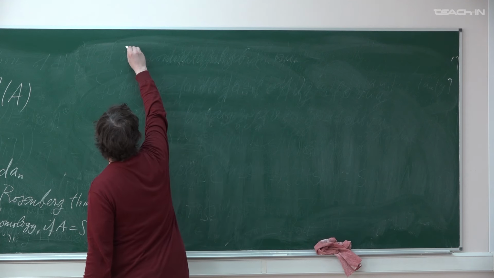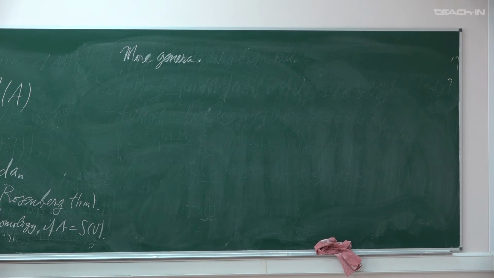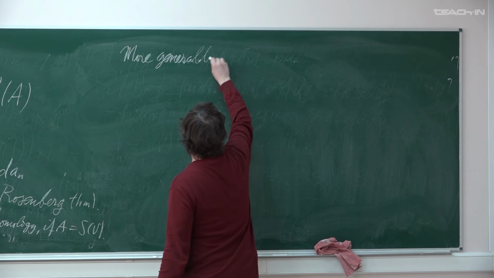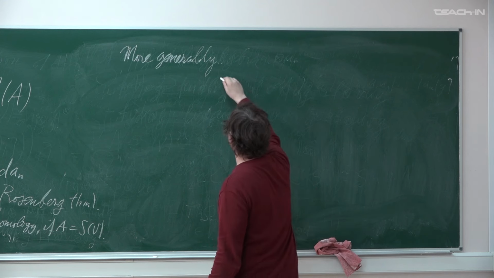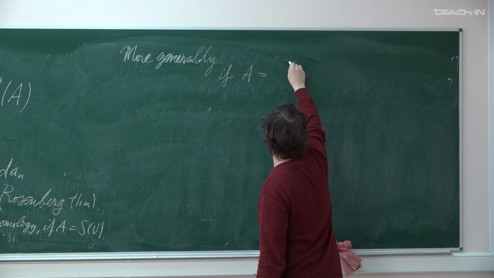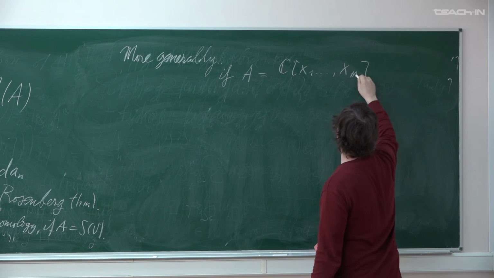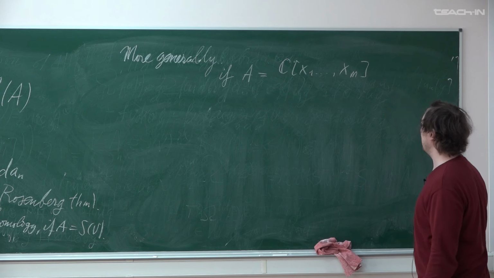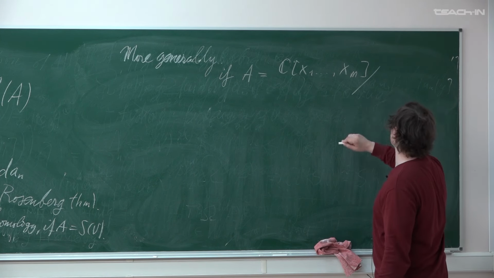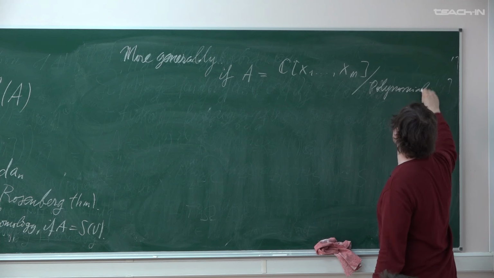In fact, I can show more generally, let me formulate it like this: if A is equal to the following algebra, C[x1, ..., xm], the algebra of polynomials in m variables, quotient by certain relations of polynomial nature. So I need here an ideal, a polynomial ideal.